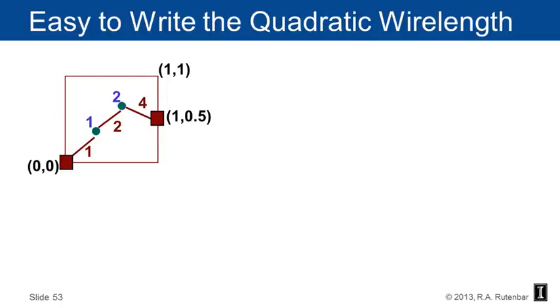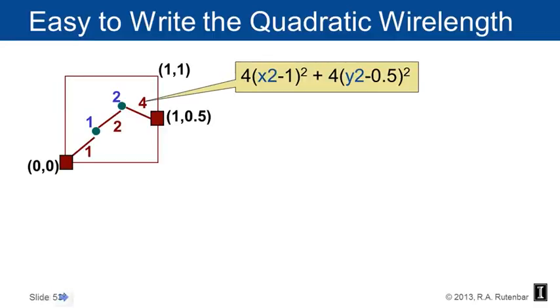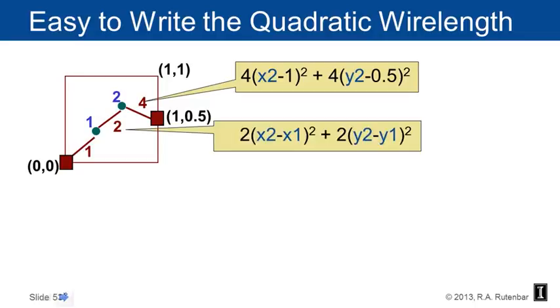So it's very easy to write the quadratic wire length. In fact, it's one of the reasons we do it like this. If we just look at the problem, the first thing I'm going to look at is the wire length from gate 2 to the pad at 1, 0.5. That's 4, the weight on the wire, times (x2 minus 1) squared plus 4 times (y2 minus 0.5) squared. Where are those constants? Well, the pad is fixed at 1, 0.5. So we subtract 1 from x and square it, we subtract 0.5 from y and square it. And the weight multiplier, it's not a fraction in this case, is a 4.